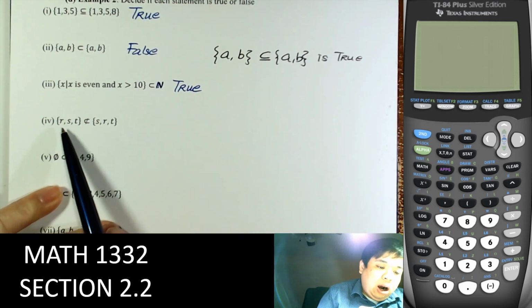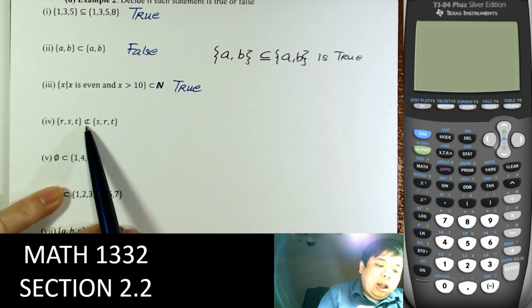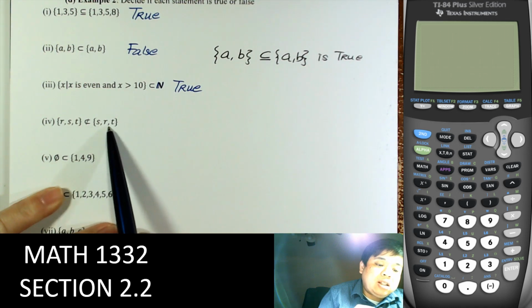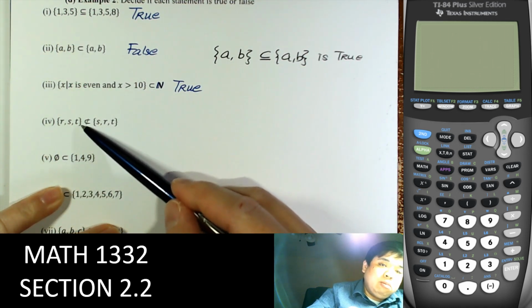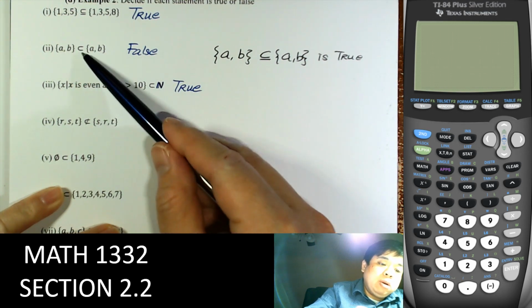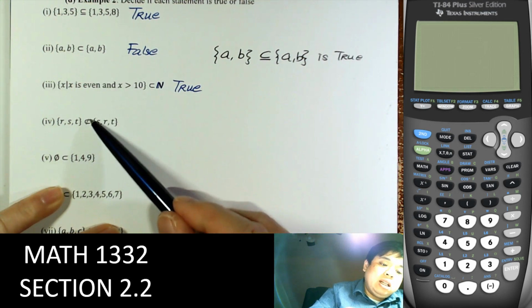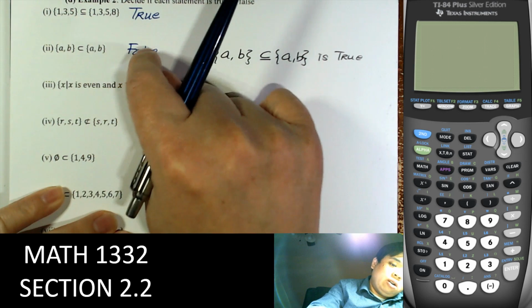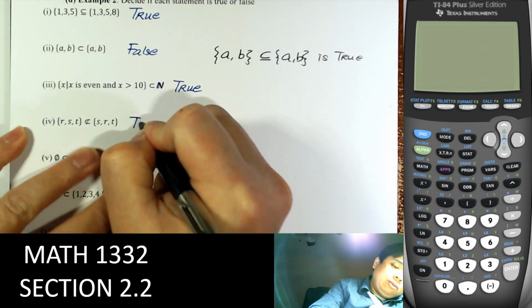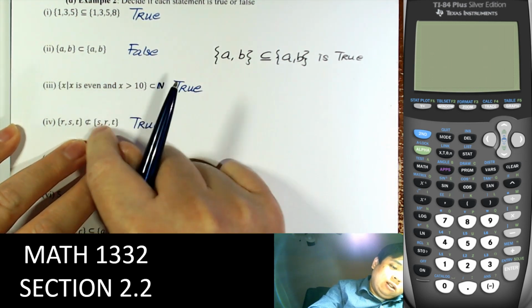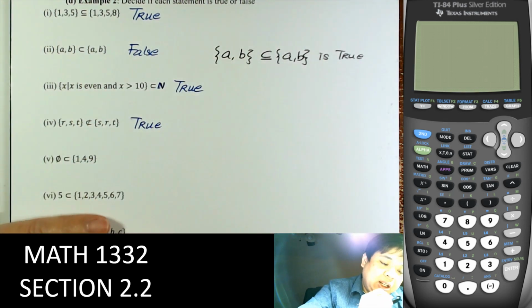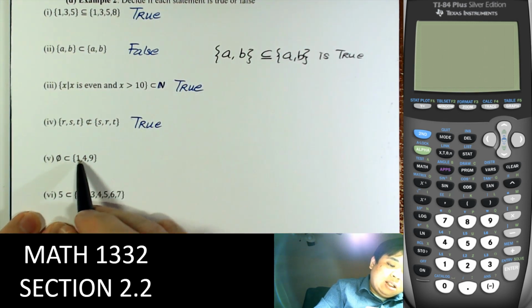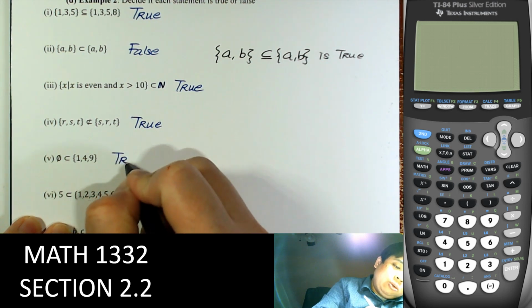Next, {R, S, T} is not a proper subset of {S, R, T}. They are equal. If I used the symbol for a subset, that could be proper or not, but it is not a proper subset, therefore this is true. They are equal. An empty set is a subset of everything, so this is true.